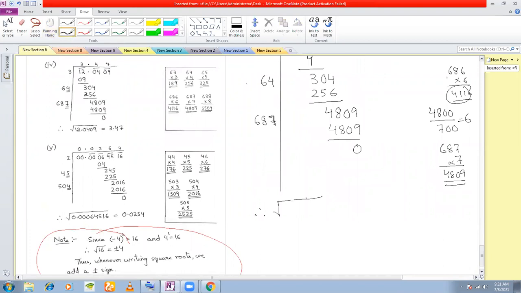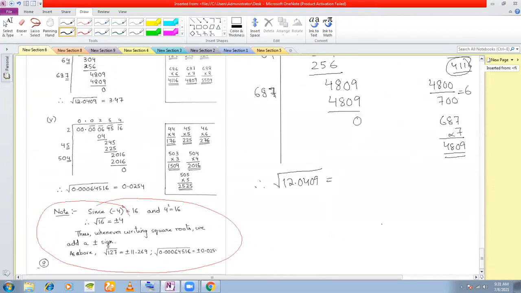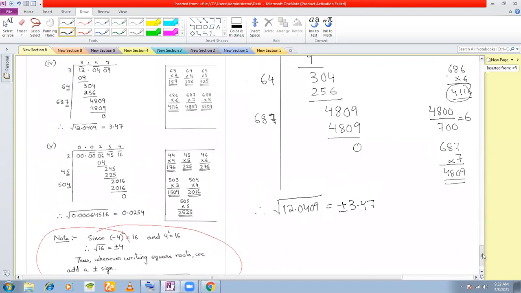Therefore, what is the square root? The square root of 12.0409 is equal to 3.47, and of course a plus or minus sign. Clear?